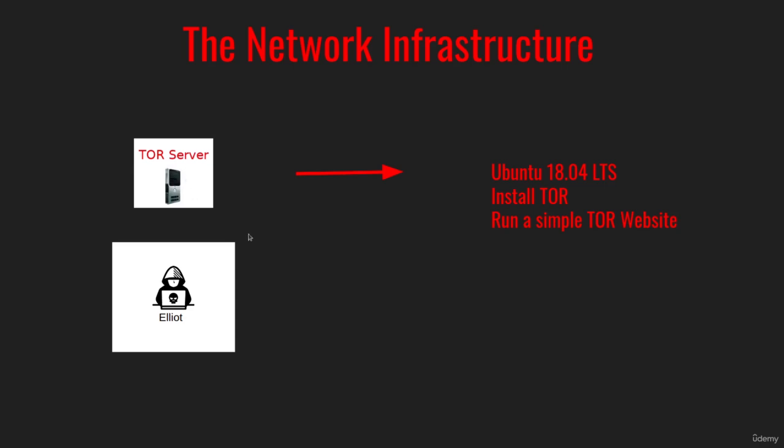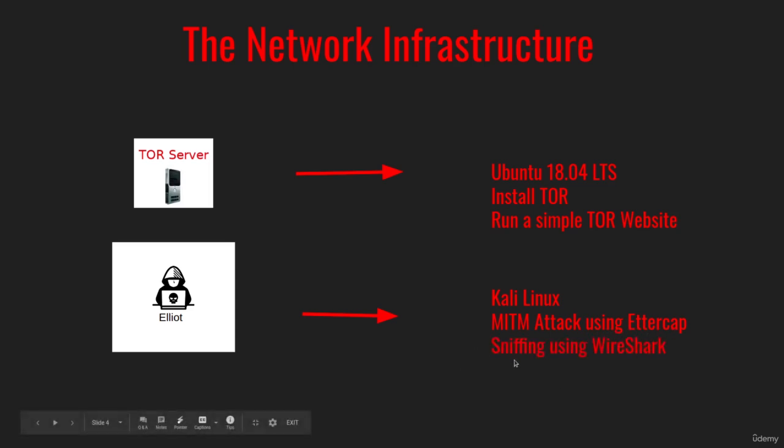All right, cool. So far, so good. Now for Elliot's part, the hacking machine, we will have Kali Linux, okay? And we will do the man-in-the-middle attack using the Ettercap tool. And we will start sniffing using the Wireshark tool. And we will scan using Nmap, all right? Now, please don't worry. We will have all of this infrastructure built step by step in the next lecture.